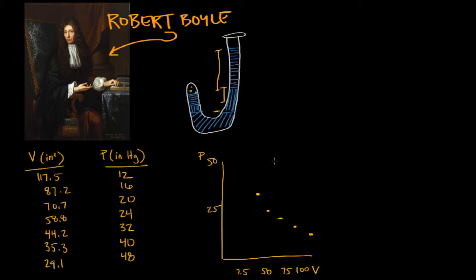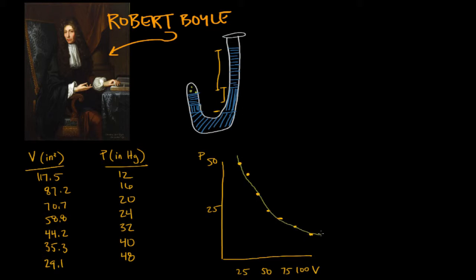And then 35.3 for the volume is about 40 for the pressure, and then right under a pressure of 50, our volume would be about 29, so about right there. And so what we have when we plot pressure as a function of volume is we have a hyperbola.